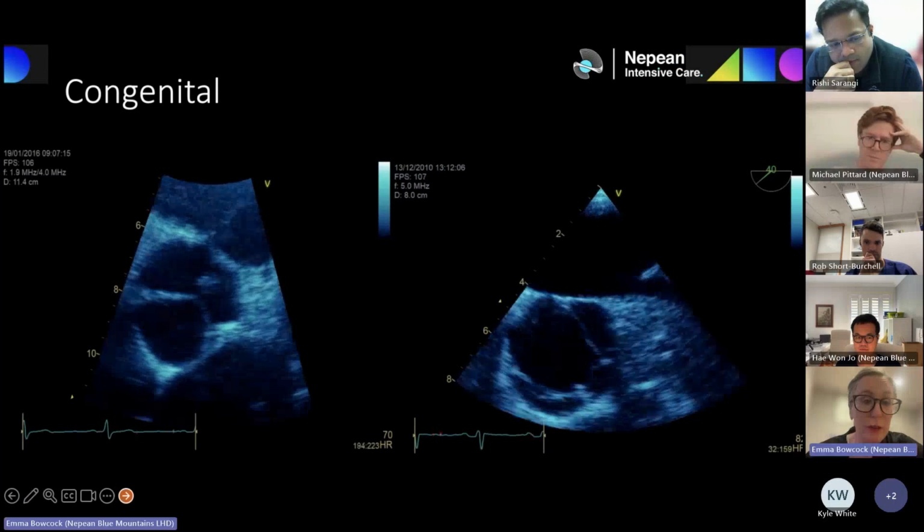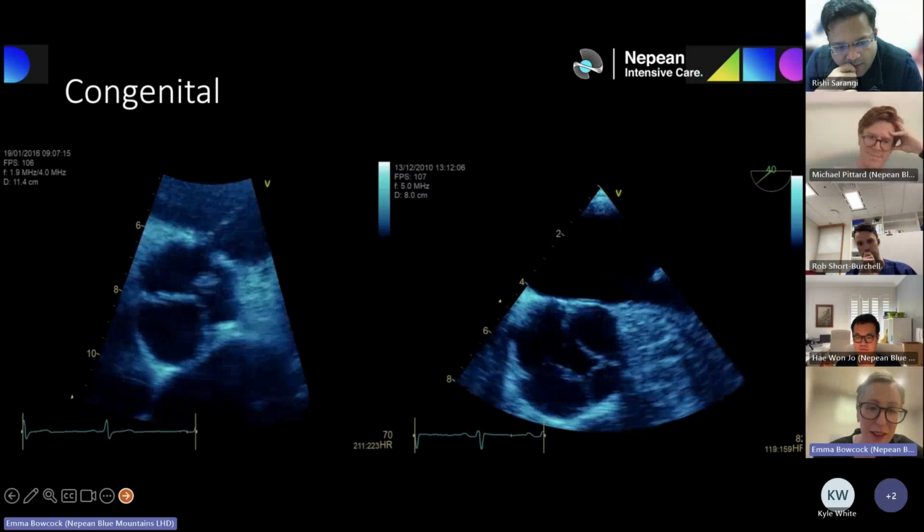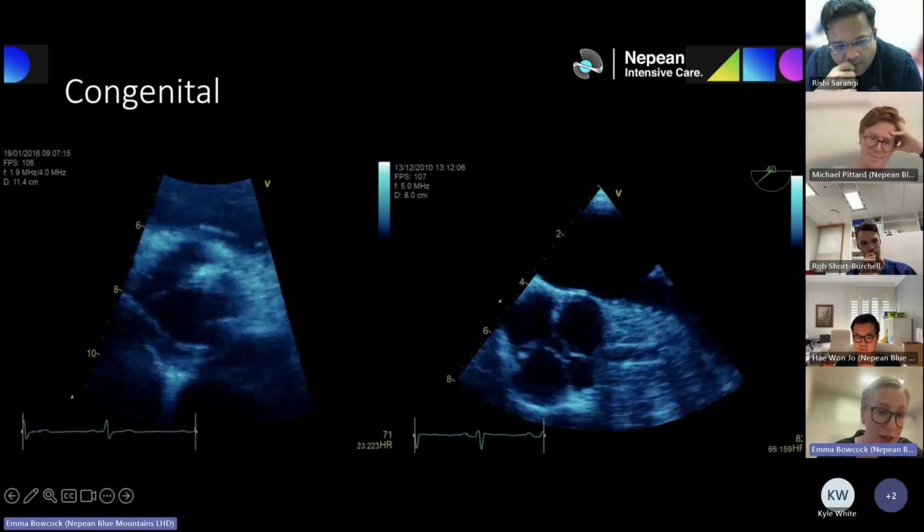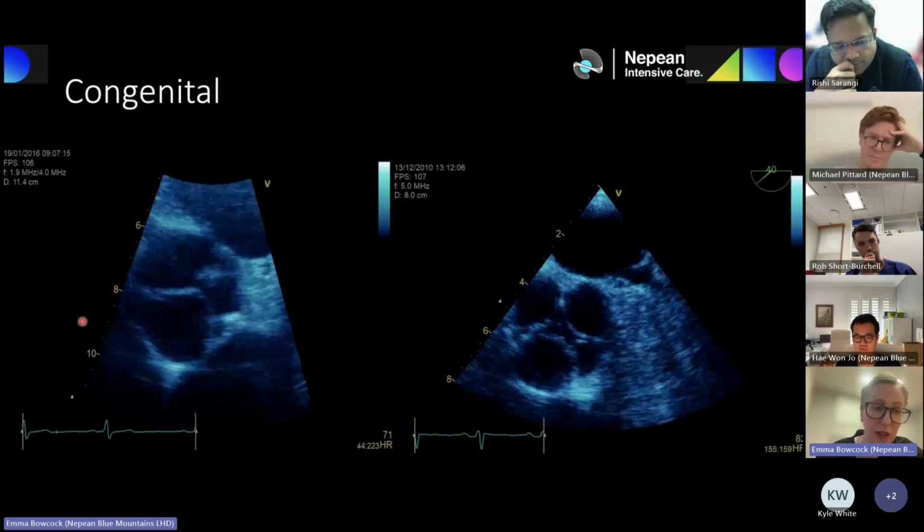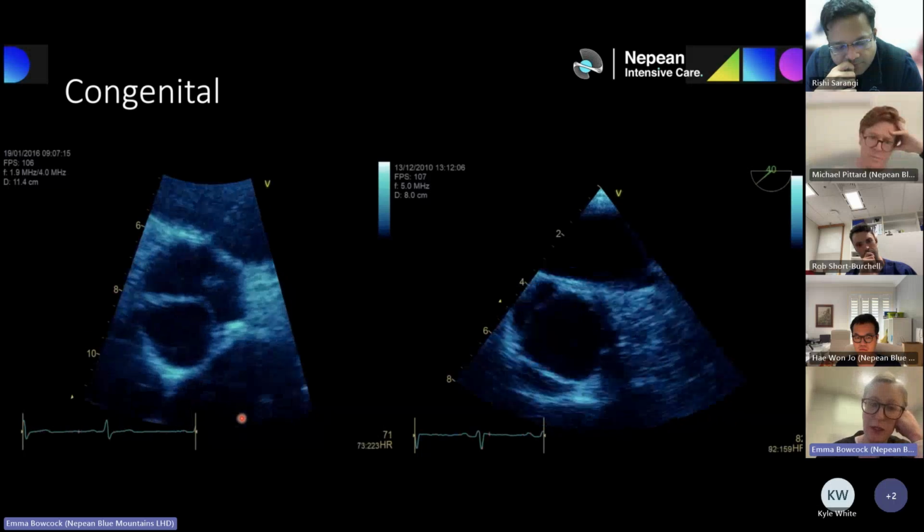All right, we went over this a little bit last week. This image here on the left, my laser, does anyone want to comment on the 2D appearance of this valve?